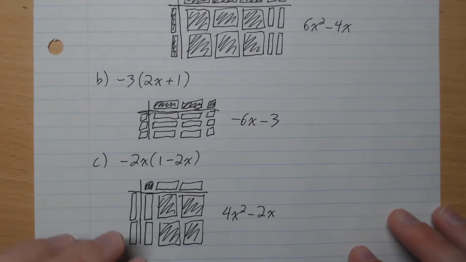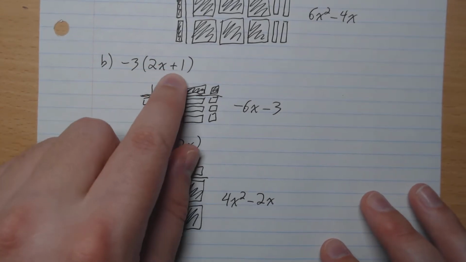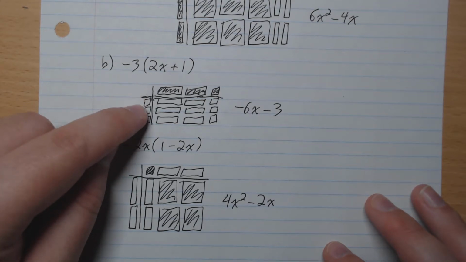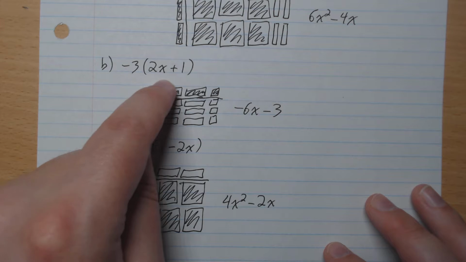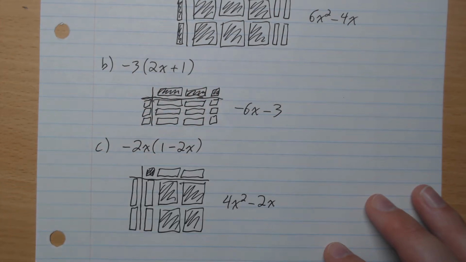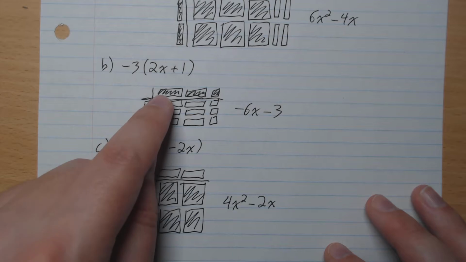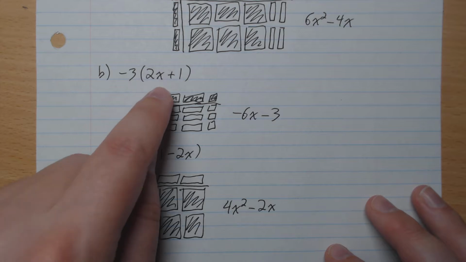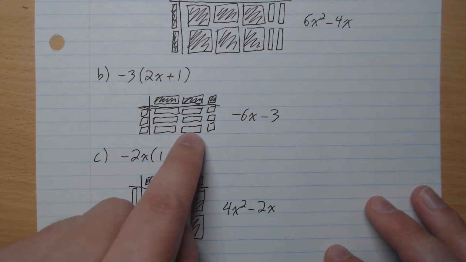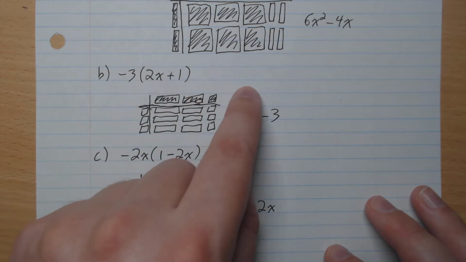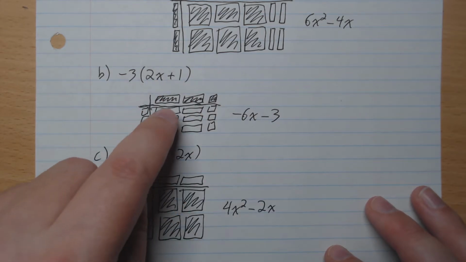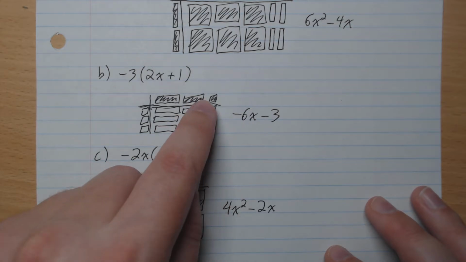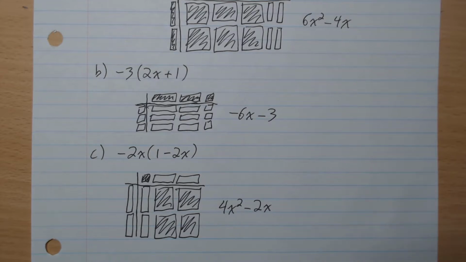Okay, let's do a couple more examples. B: negative 3 times 2x plus 1. So we go negative 3, 1, 2, 3. Negative, so it's not filled. 2x plus 1, x, 2x plus 1. Now we're filling it in. So we have 1 by x, 1 by x. Negative times positive is negative. That's why these are all negative here. And so this is 1, 2, 3, 4, 5, 6 x's that are negative, so minus 6x, and then 1, 2, 3, minus 3.